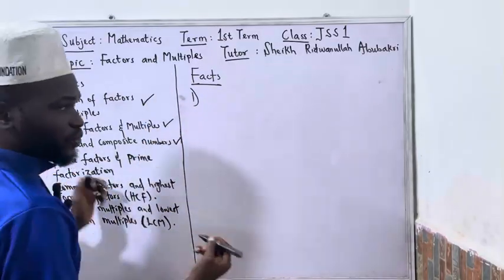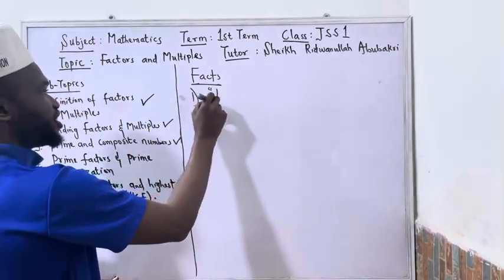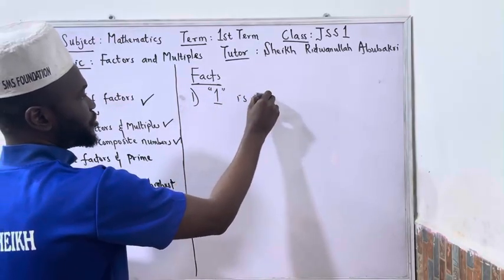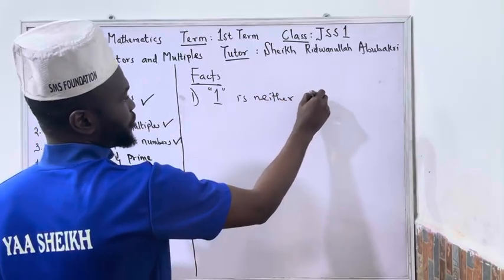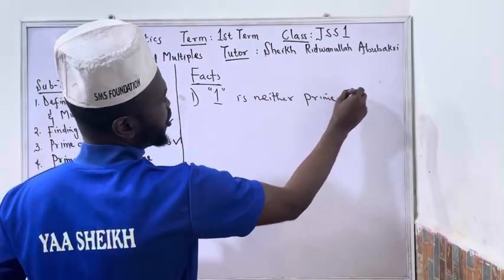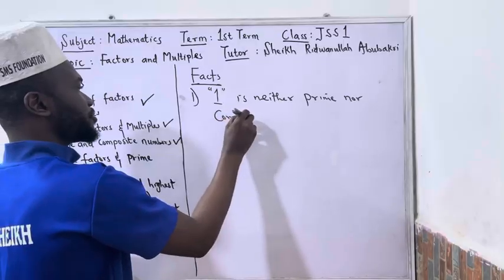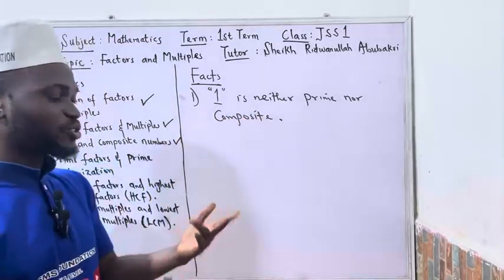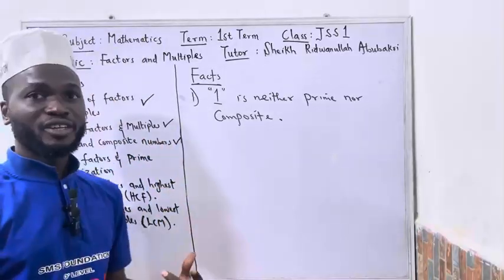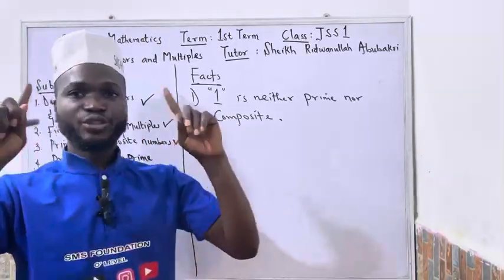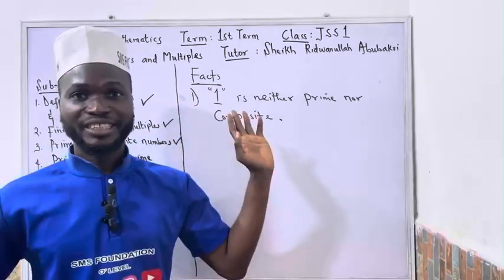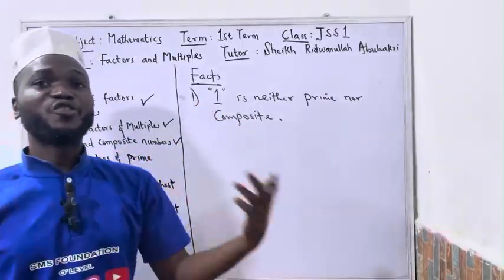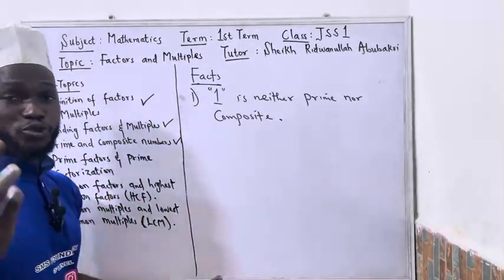Number 1: 1 is not a prime number. Take note of that. 1 is neither prime nor composite. Why? Because prime numbers always have 2 factors, 1 and itself. Then 1 only has 1 factor, and that is just 1. And it is also not composite, because composite numbers have more than 2 factors, and 1 does not even have up to 2 factors.